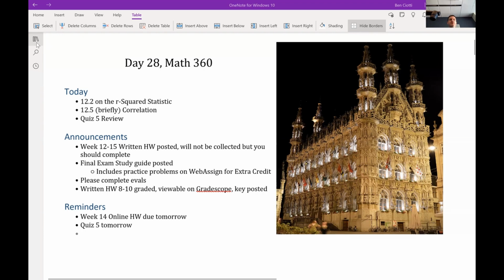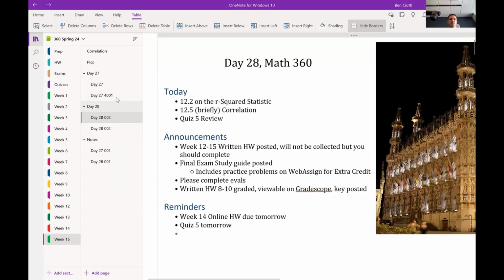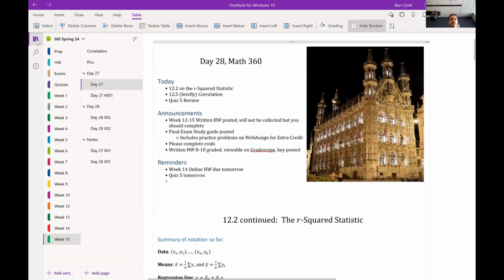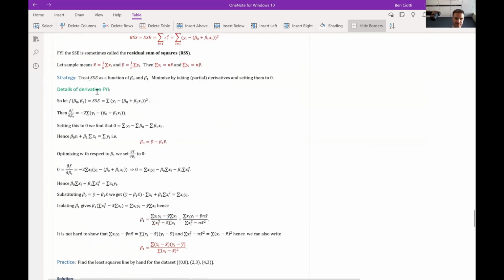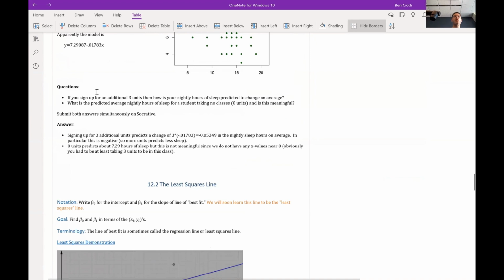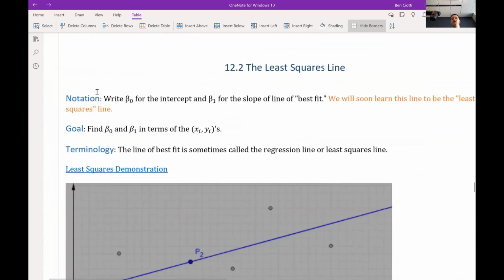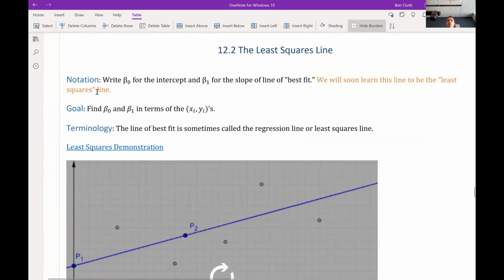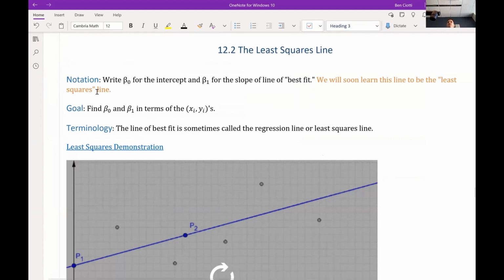So last time I was previously talking about linear regression. That was the topic of 12.1. And I was talking about this so-called least squares line. We computed it using R, but I didn't actually explain what it was. So now I will define it precisely.